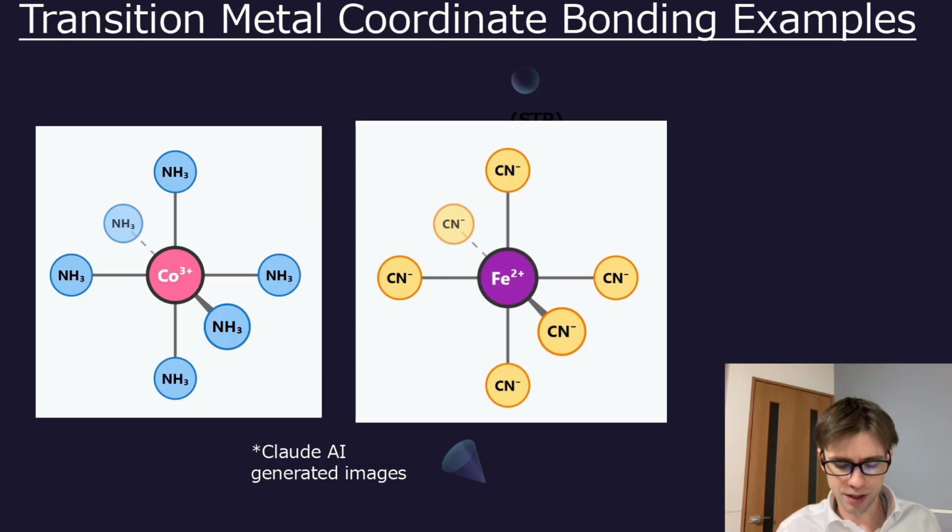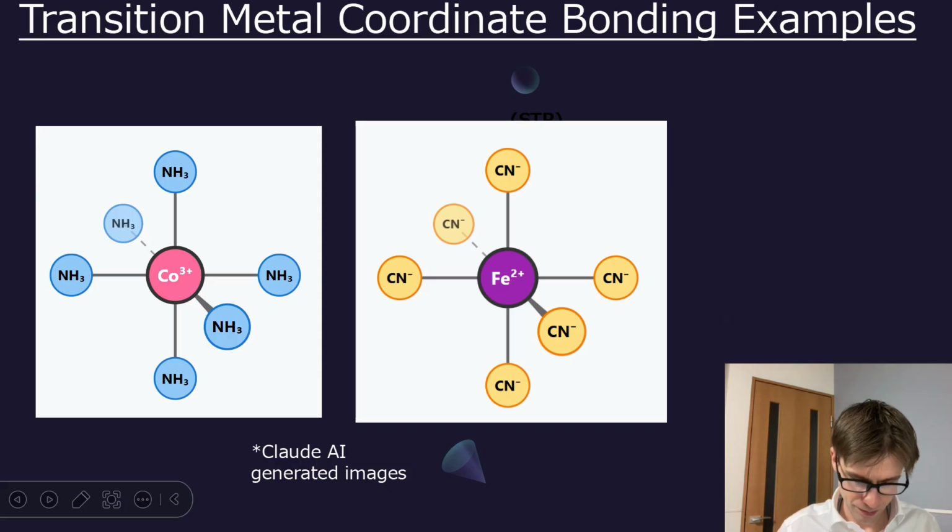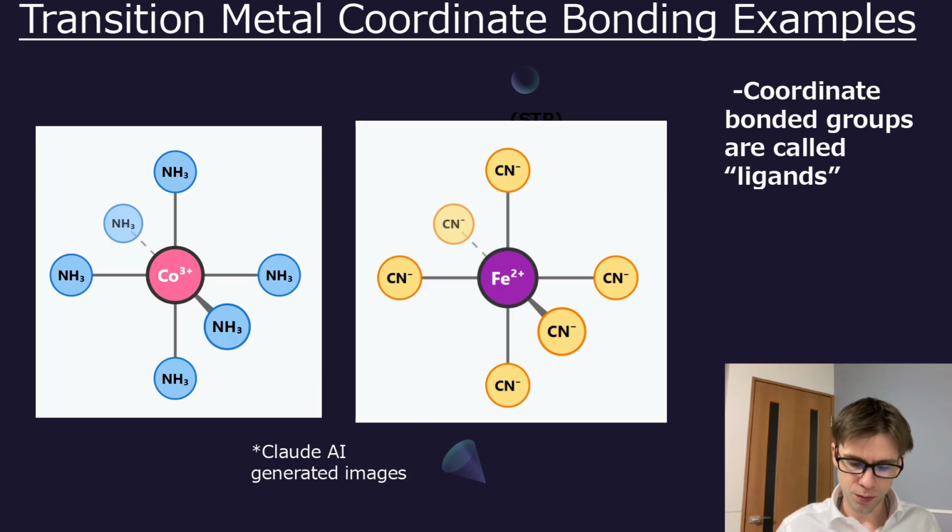HL students will see this a lot more in the future, but just for SL you should be aware that these exist, and they often have 6 partners donating to them to form this kind of octahedral shape. When coordinate bonded groups like the CN- or the NH3 here do this, they get a special name. They're called ligands, in a coordination complex. This whole picture here, either of cobalt or iron, is a coordination complex, and the things attached are the ligands.